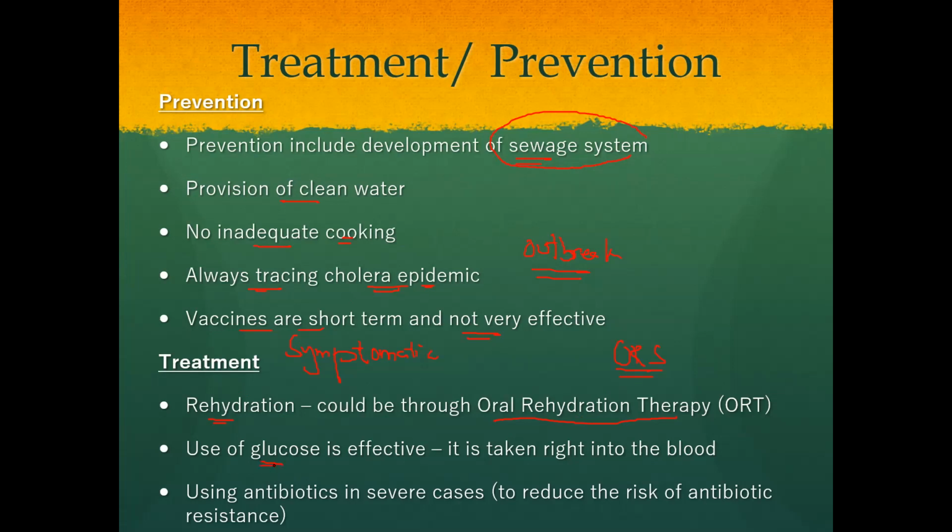Use of glucose is also effective, right? It is taken right into the blood. And antibiotics are used only in severe cases, because again, we need to reduce the risk of antibiotic resistance. So in severe cases, antibiotics have to be given. So that's about the prevention and the treatment.